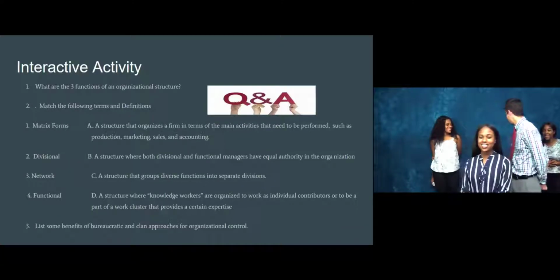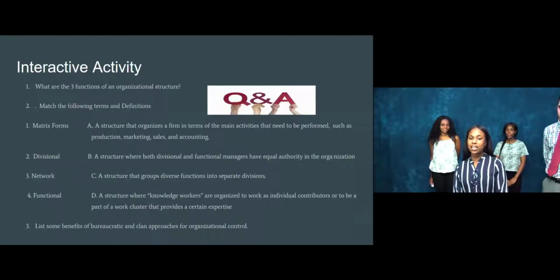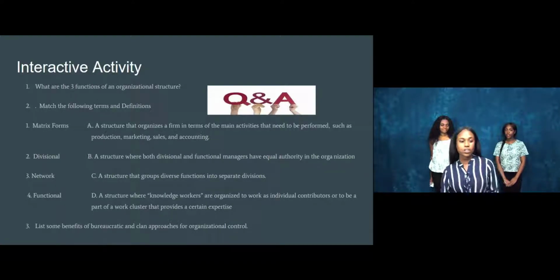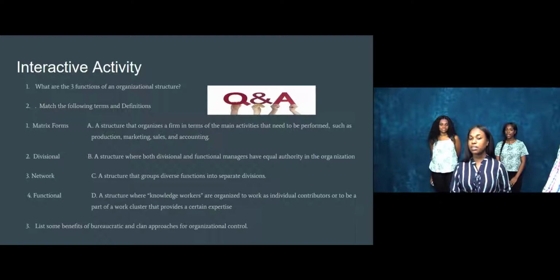For our interactive activity, we have a three question quiz that we all hope you complete. Question 1 is, what are the 3 functions of an organizational structure? Question 2, we ask that you match the following terms to the matching definitions. And question 3, we ask that you list some benefits of bureaucratic and clan approaches for organizational control.